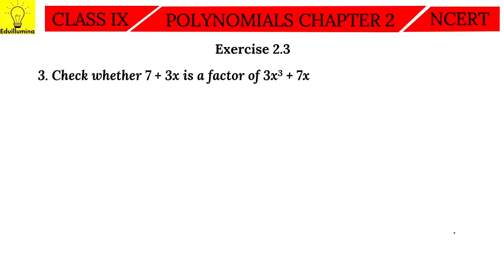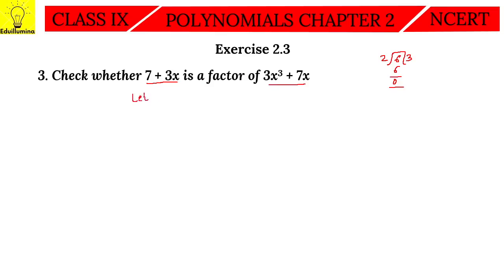Next question is check whether 7 plus 3x is a factor of 3x cube plus 7x. So अगर हम किसी नंबर को डिवाइड करें, से 6 को हम डिवाइड कर रहे हैं 2 से, तो 2 3 is 6, so we get remainder equals to 0. So here the remainder is 0, so therefore we say 2 is a factor of 6. The same case happens with the polynomial. So in this case, we want to check whether 7 plus 3x is a factor of 3x cube plus 7x. तो यहाँ पे हम रिमाइंडर फाइंड आउट करेंगे. If the remainder becomes 0, then we will say the first polynomial is a factor of the second polynomial.